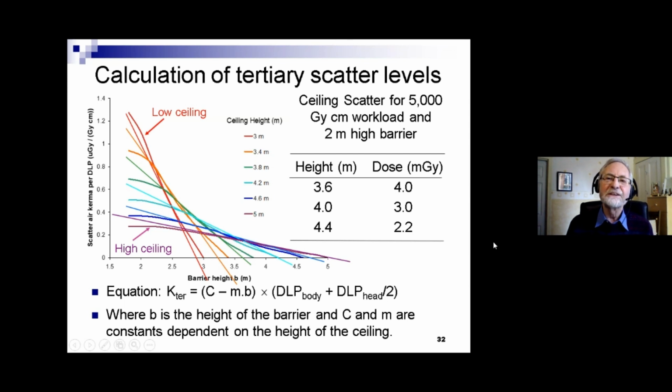The ceiling scatter for a 5,000 gray centimeter workload and a 2 meter high barrier would be, depending on ceiling height, between 2 and 4 milligray. So it's not insignificant and needs to be thought about.